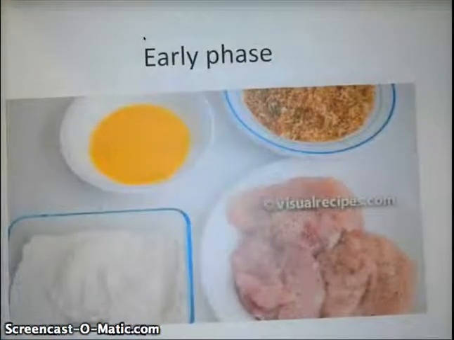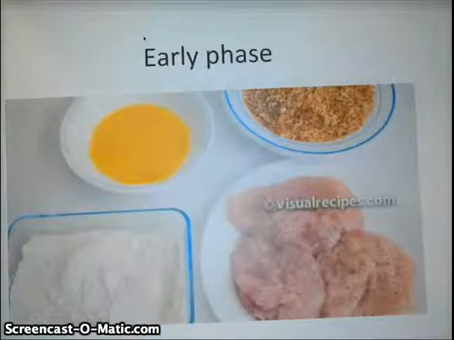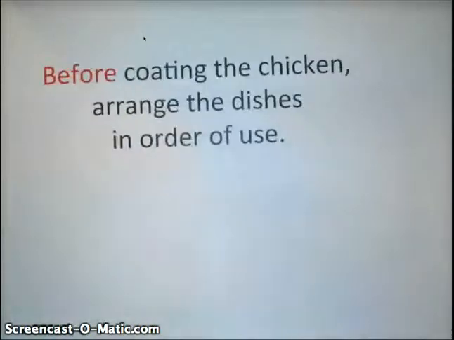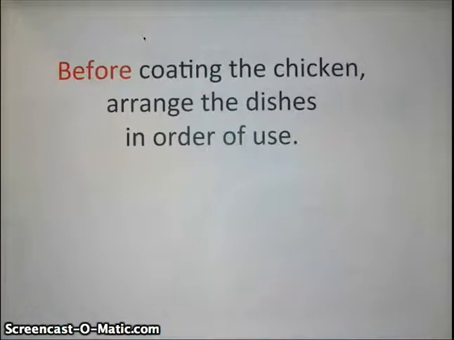Often, long sets of steps cluster into phases. Stage 4 is the early phase. Before often signals this stage. Before coating the chicken, arrange the dishes in order of use.